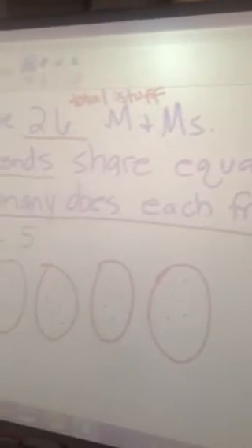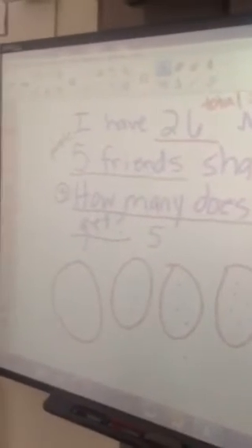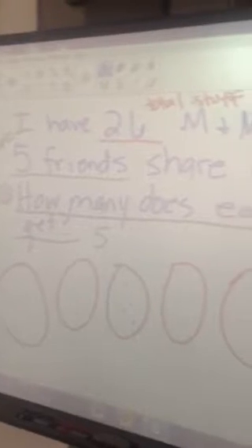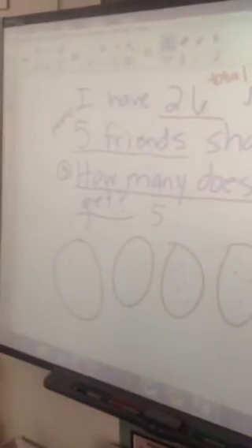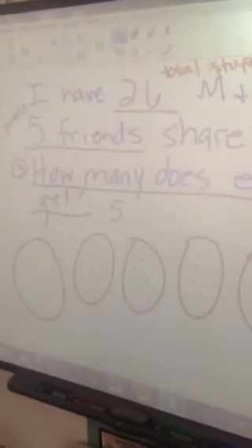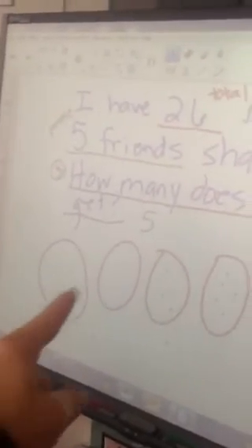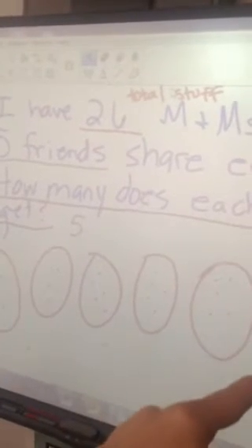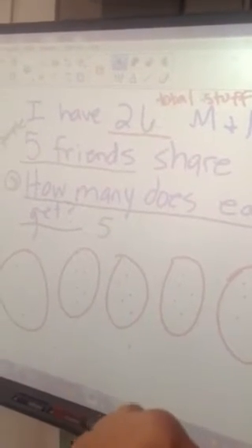We use the example of I have 26 M&Ms. So we're using the counters to kind of pretend like they're M&Ms. And then 5 friends share equally. So if you have 5 friends coming over and you want to share your M&Ms, how many does each friend get? So we had to put in 5 groups because we have 5 friends. We pretended like those groups were our friends.